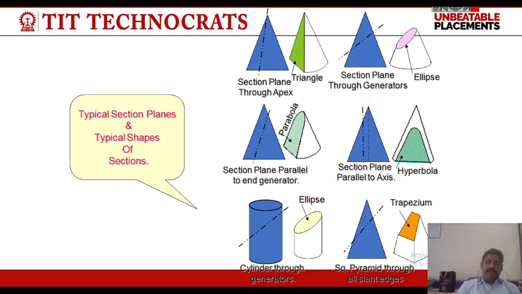This is the section plane through the apex. Then the section of this surface is like a triangle. This is the section plane through two generators including the axis. Then we can find this ellipse. Now the section plane parallel to one of the generators, then it is a parabola. If the section plane is parallel to the axis, then this is a hyperbola. If the cylinder is cut through all the generators, then we can find the shape that is an ellipse. When a square pyramid is cut through all slant edges, then we can find this trapezium.